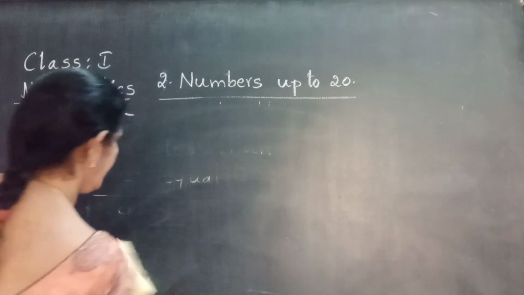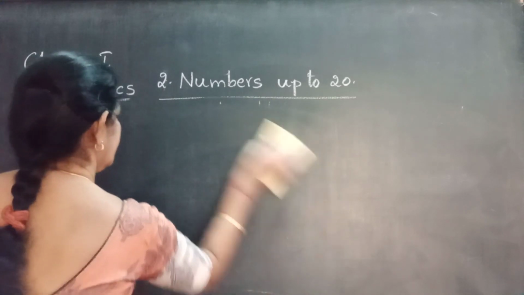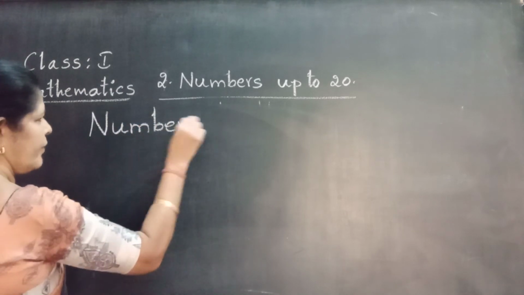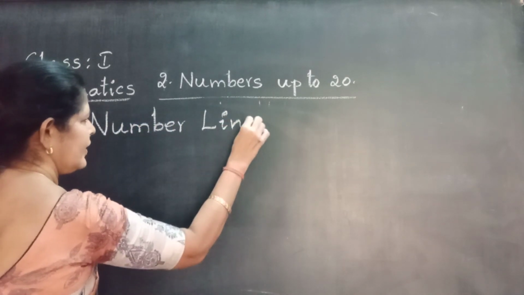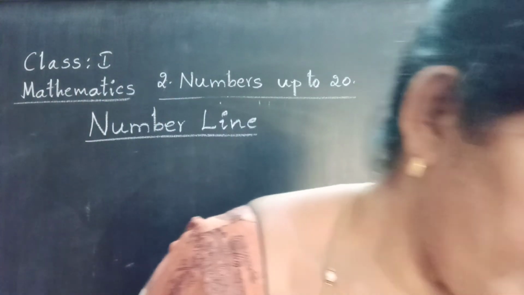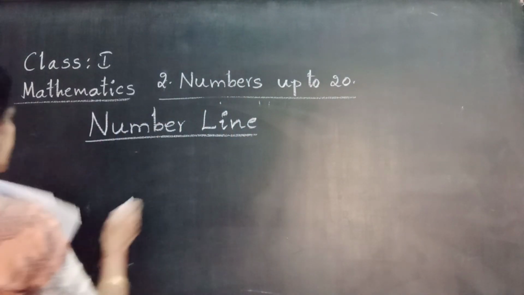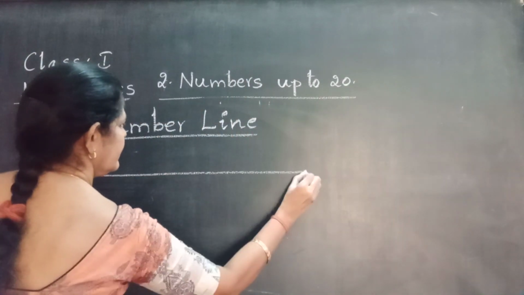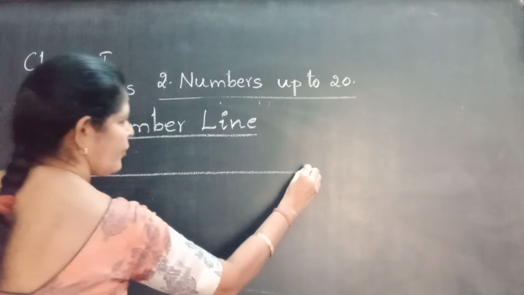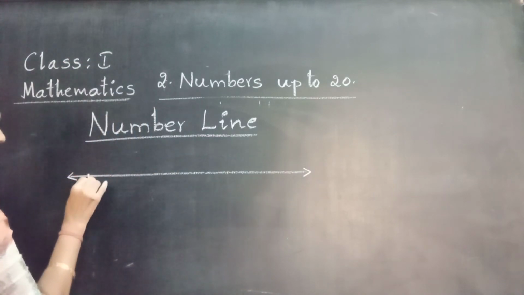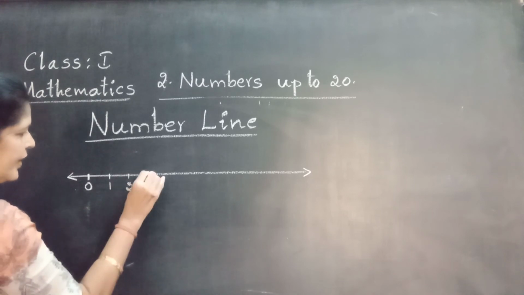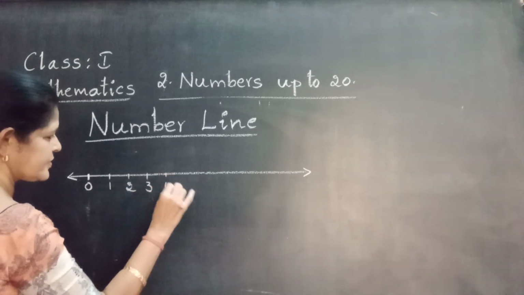Next one. Number line. Number line. What is that? See, it is a straight line. It starts from the smallest number, 0. Put 2 arrow marks on both sides. Starting number is 0. We write the numbers in equal gaps.